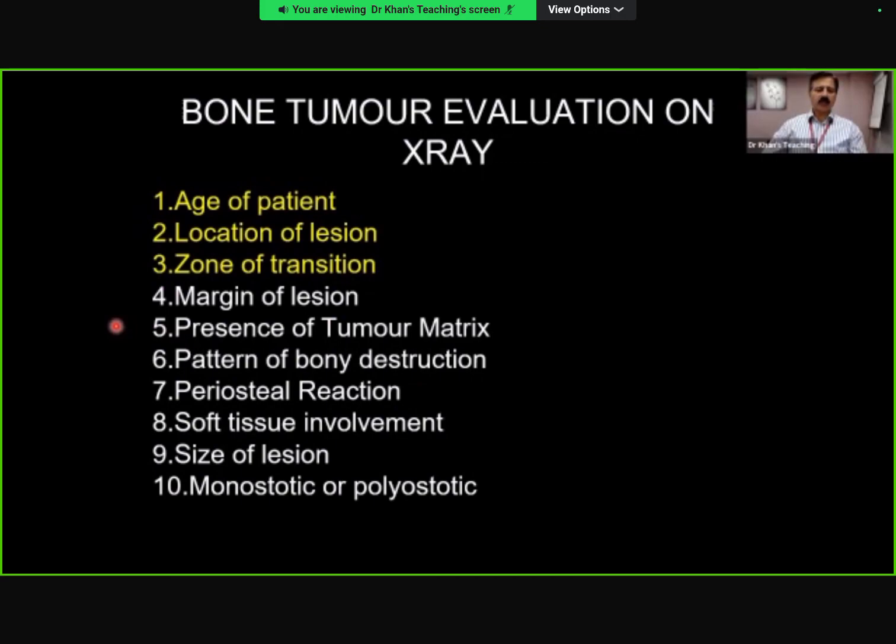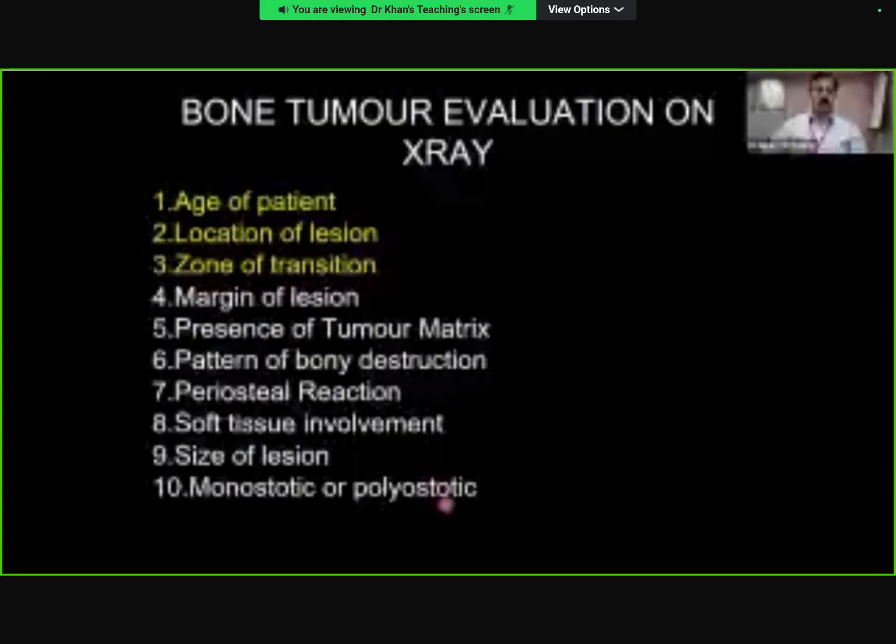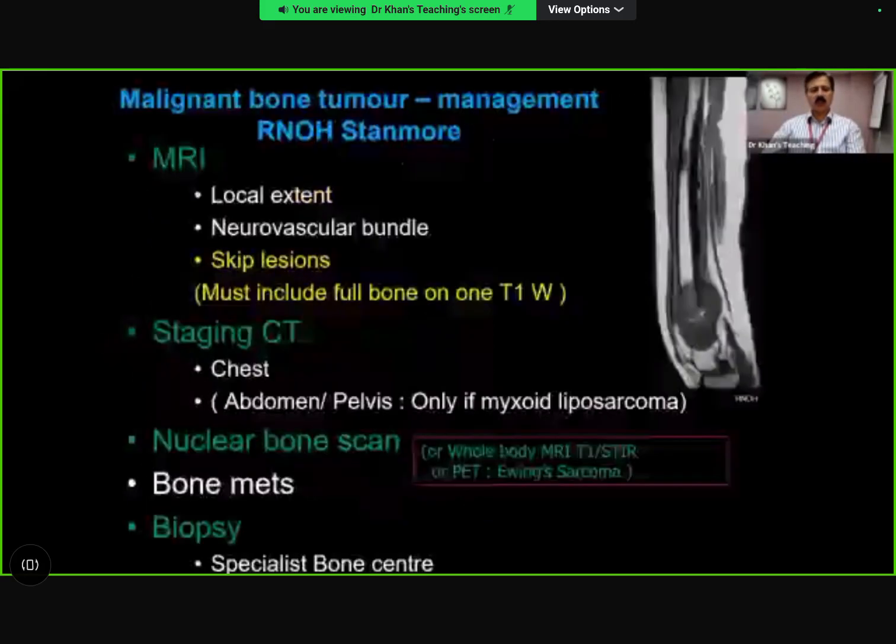Other than that, size of the lesion, in some tumors, size of the lesion is important. For example, to differentiate between an osteoblastoma and osteoid osteoma, we will learn, or a non-ossifying fibroma versus a fibrous cortical defect. Similarly, when we are talking about malignant transformation of enchondroma to a chondrosarcoma, again, size of lesion is important there. Monoostotic or polyostotic: of course, if it is polyostotic, the differential diagnosis will change. So we are going to revisit most of these things in more detail.